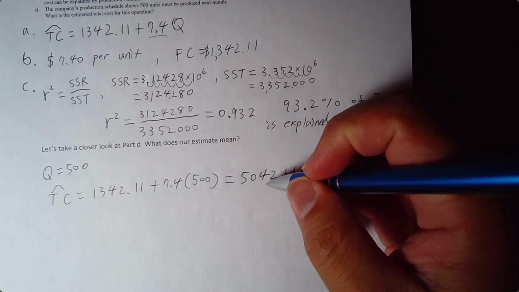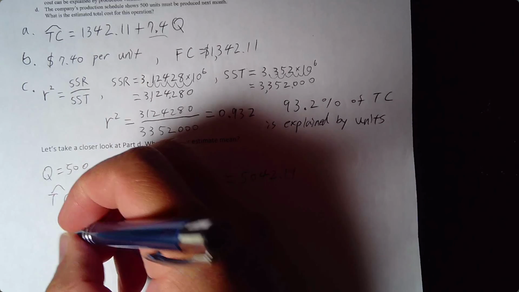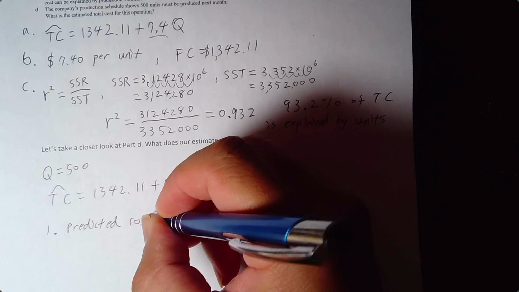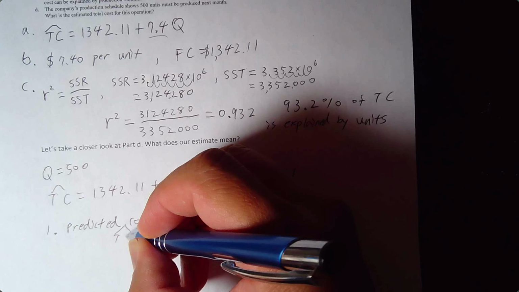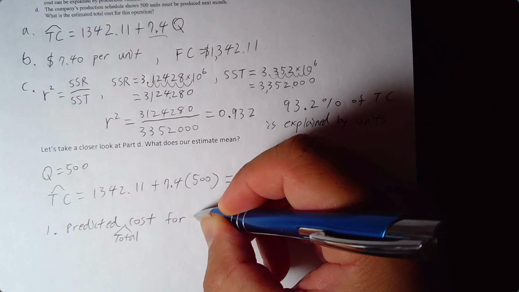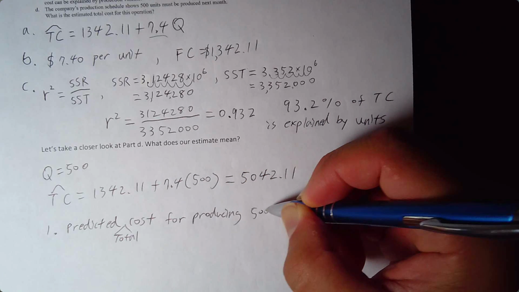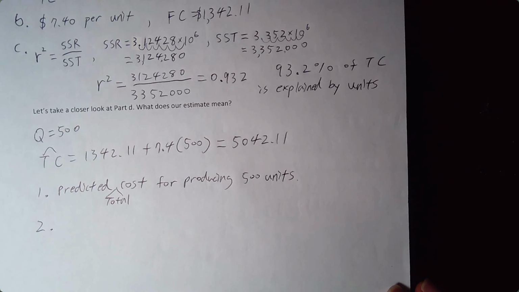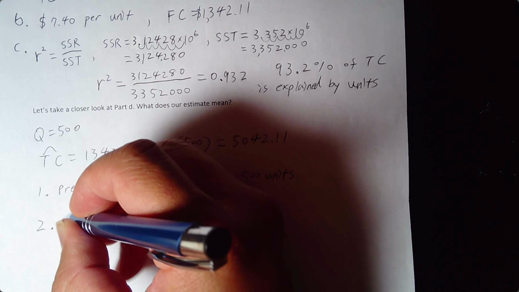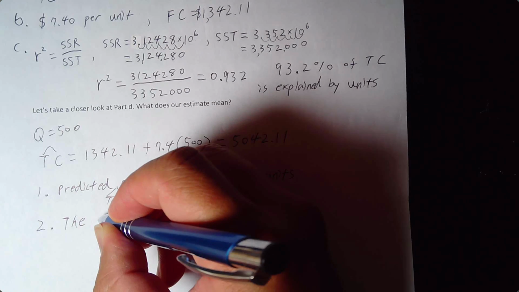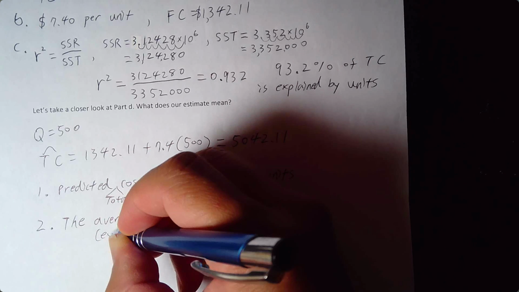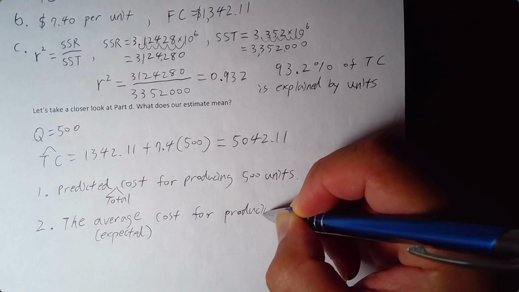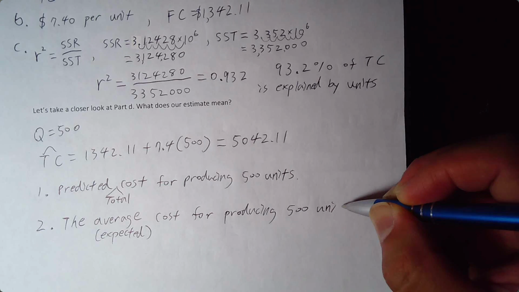But what does that actually mean? So this is a prediction. We can view this number in one of two ways. First, that is the predicted total cost, let me just emphasize that, predicted total cost for producing 500 units next month. An alternative or very closely related interpretation of this is that this number here is the average, or I should say more accurately, expected cost for producing 500 units.